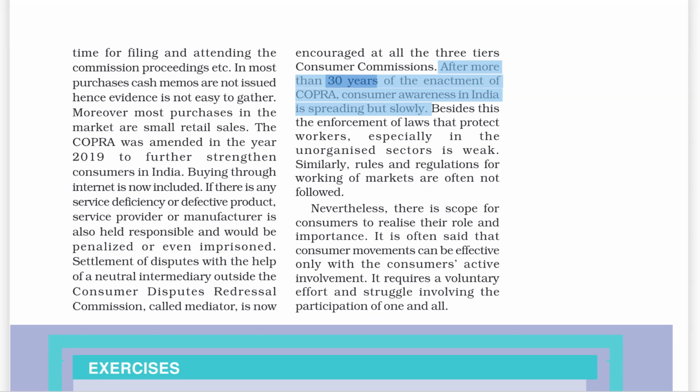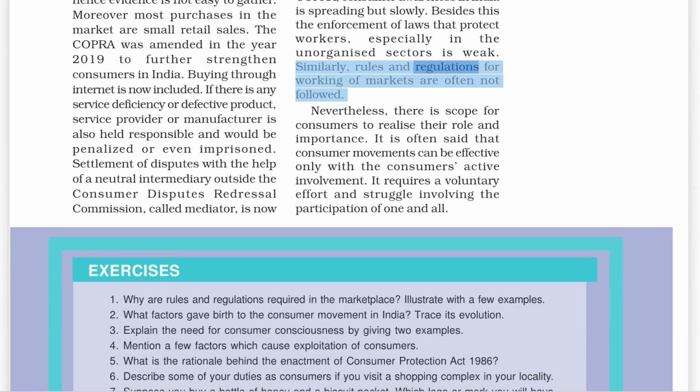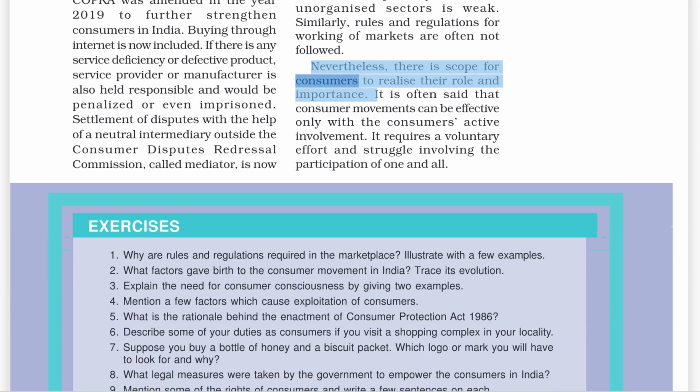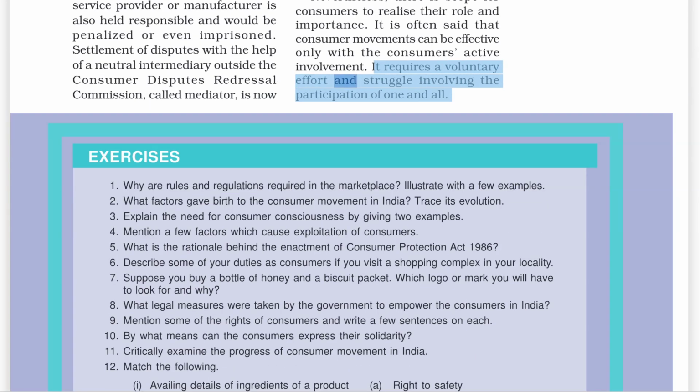After more than 30 years of the enactment of COPRA, consumer awareness in India is spreading but slowly. Besides this, the enforcement of laws that protect workers, especially in the unorganized sectors, is weak. Similarly, rules and regulations for working of markets are often not followed. Nevertheless, there is scope for consumers to realize their role and importance. It is often said that consumer movements can be effective only with the consumer's active involvement. It requires a voluntary effort and struggle involving the participation of one and all.